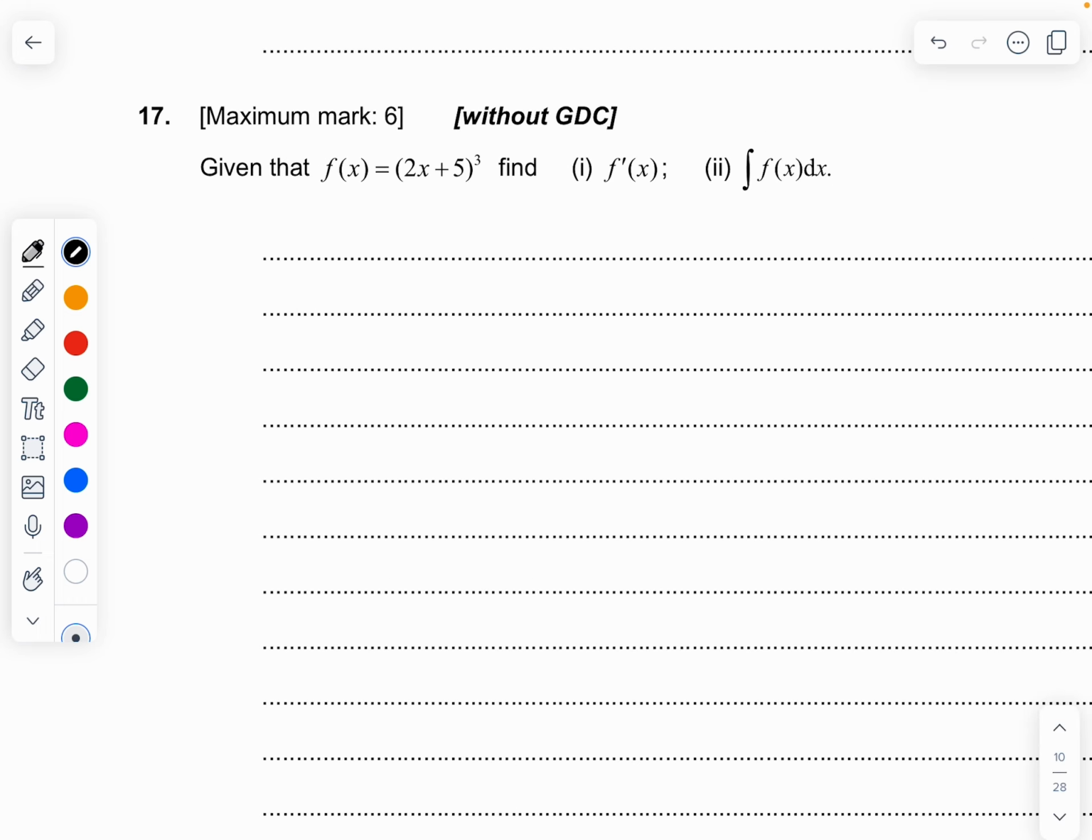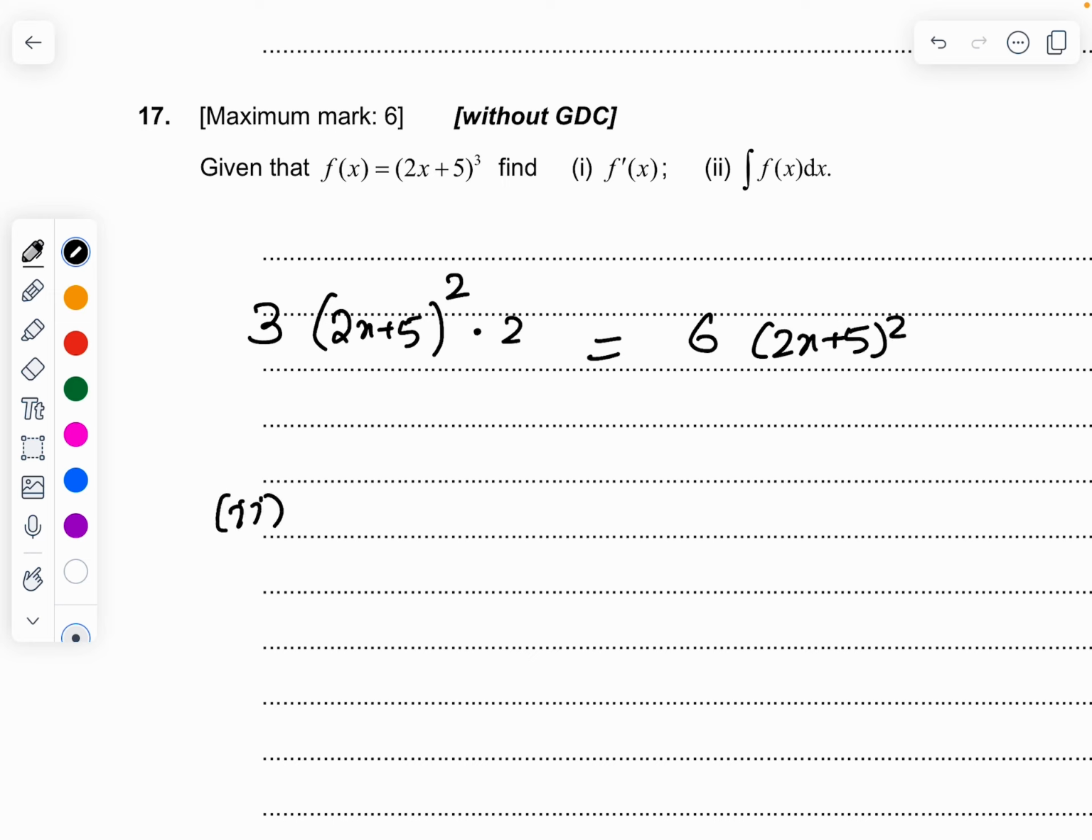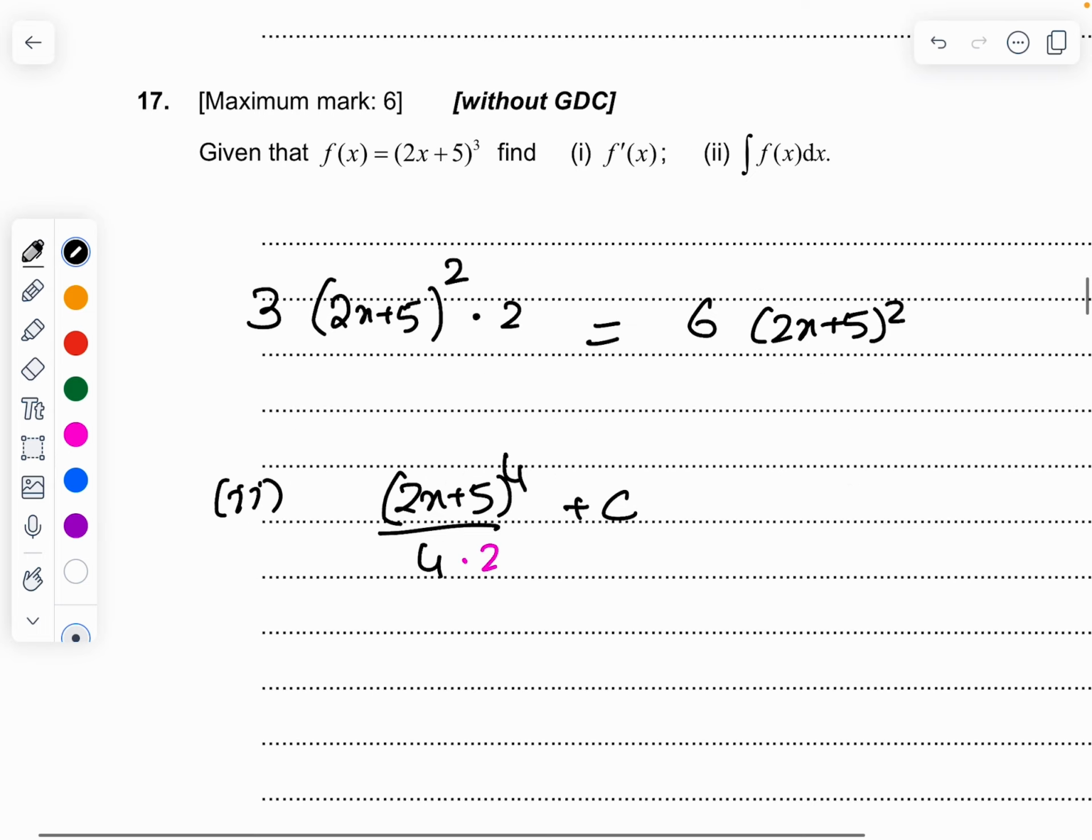Question number 17. 2x plus 5 whole cube derivative will become 3 times 2x plus 5 whole square times 2, which is 6 times 2x plus 5 whole square. Part 2, 2x plus 5 whole to the power of 4 upon 4, and again don't forget to divide by the derivative of basic function by 2.